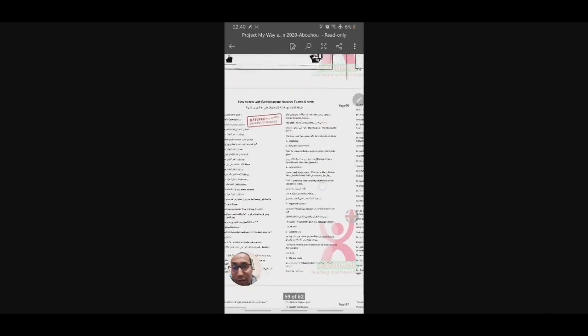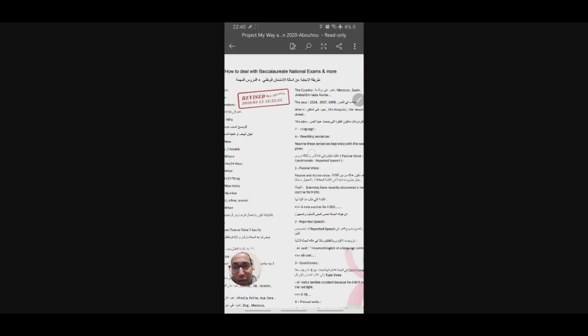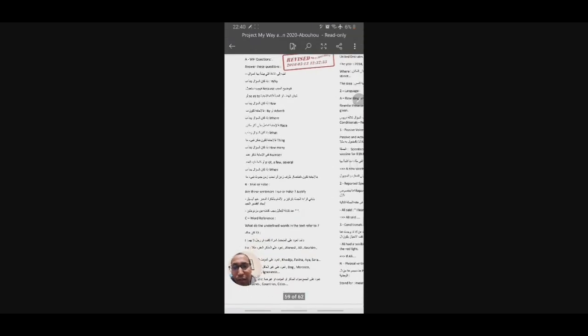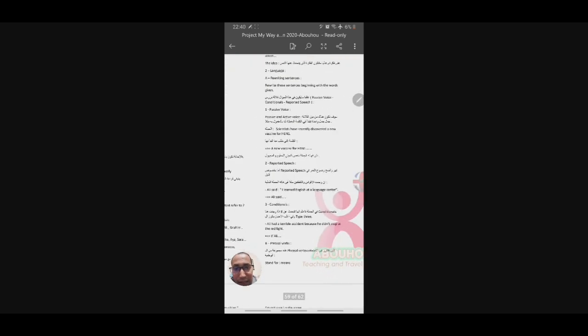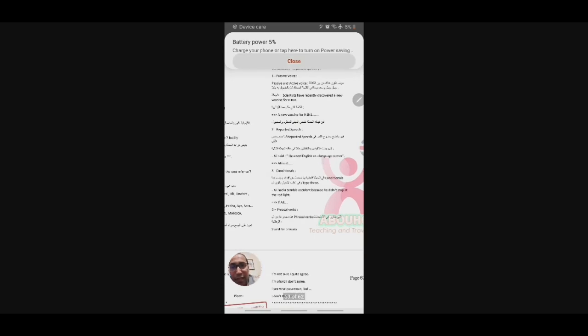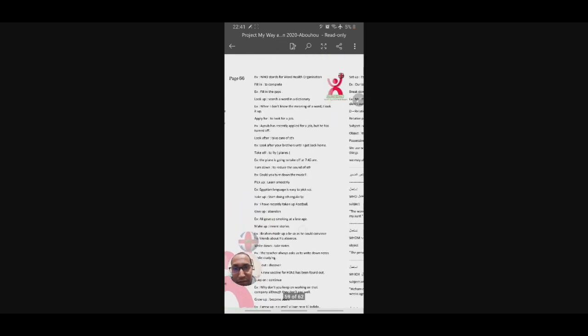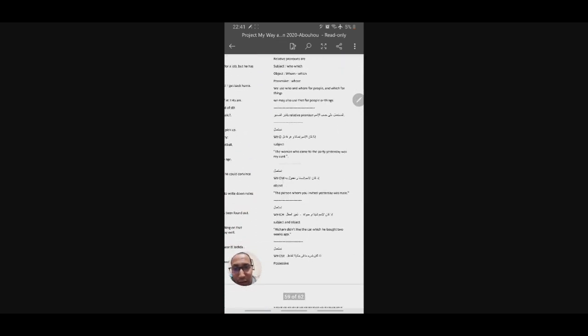And this part is also very, very important. It's to help you deal with national exams and more. So there is some help in Arabic, how to answer national exam questions, and so on and so forth. So, for example, if the question starts with how, we have to answer with by, and so on, and things like this. And, for example, lots of other things. Now we're running off battery. Download it if you want, and then it'll help you for sure.